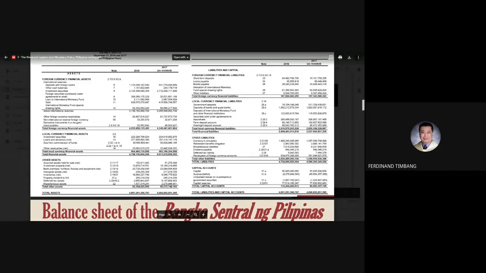O, tapos, punta tayo doon sa right side naman, no? So, ang pinakamalaki naman dito ay yung deposits of banks and quasi-banks. Kasi tulad nga ng sinabi natin, BSP is the bank of all the banks. So, required yung banks to maintain certain amount of money, yung reserve requirement nga, dito sa BSP. And to do that, they have to open an account and then deposit that reserve requirement to BSP. Okay? So yan, tapos other liabilities, yung currency in circulation, malaki rin, no?